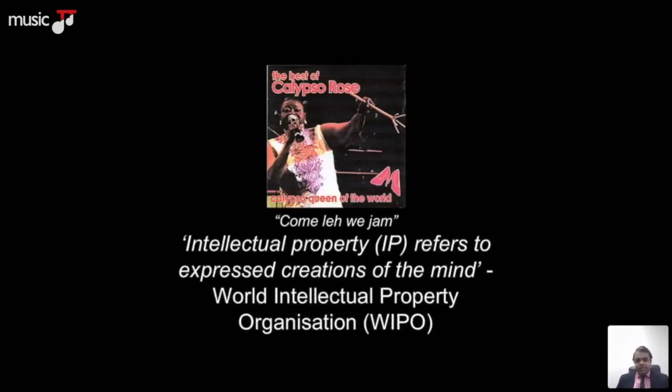So what is intellectual property? Intellectual property refers to expressed creations of the mind. That's from the World Intellectual Property Organization. You're going to hear me probably throw around the World Intellectual Property Organization a fair bit because they are the UN organization with responsibility for intellectual property worldwide. And it refers to all creations of the mind. So anytime we as musicians say, hey, come let me go and jam, like Calypso Rose has a song, come let me jam, every time we say that, you are going to create intellectual property.